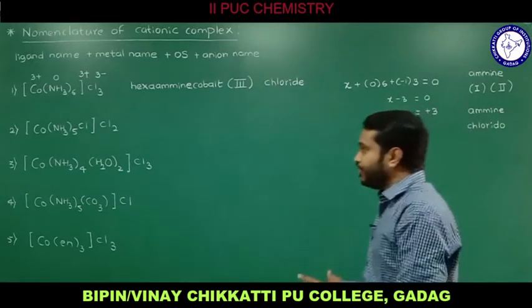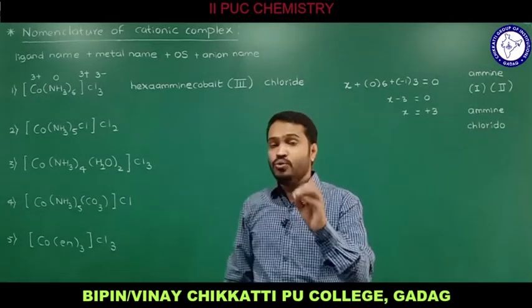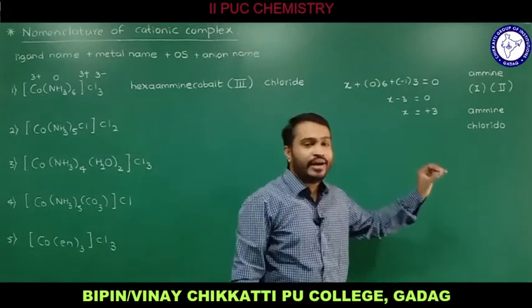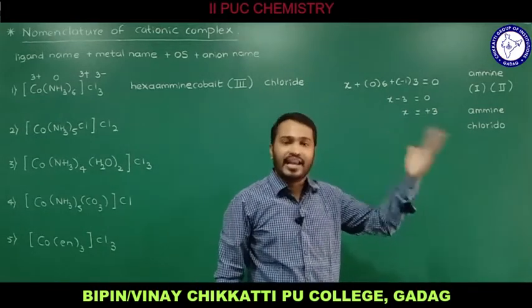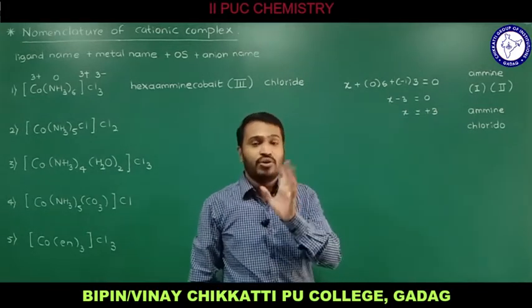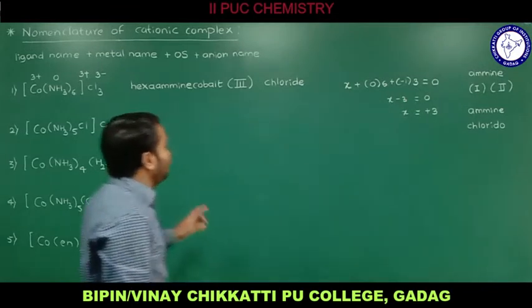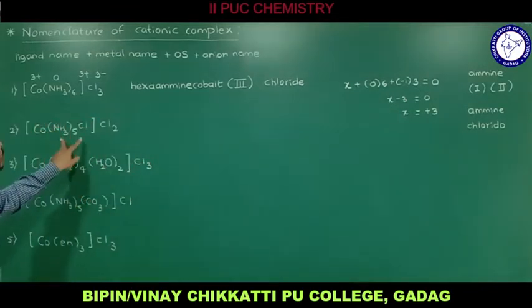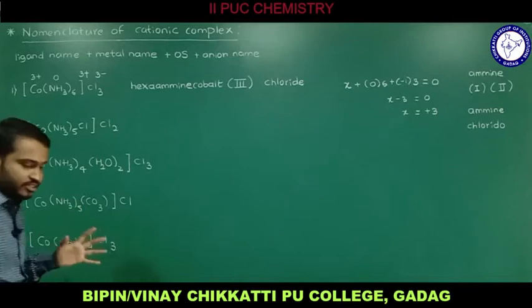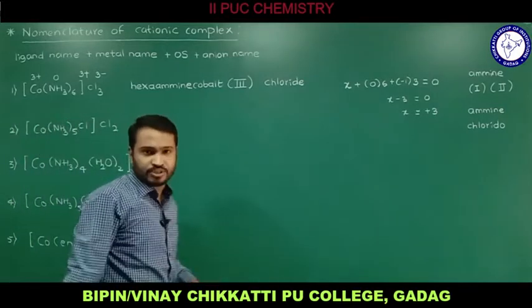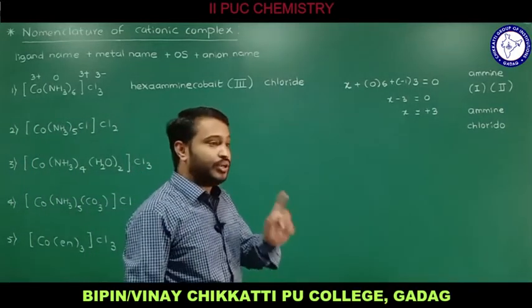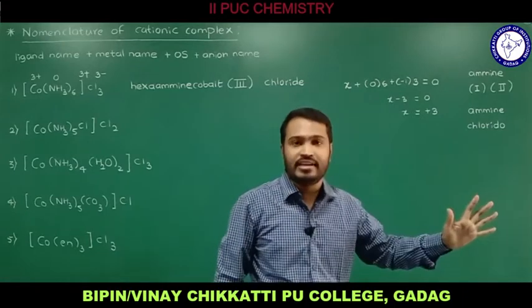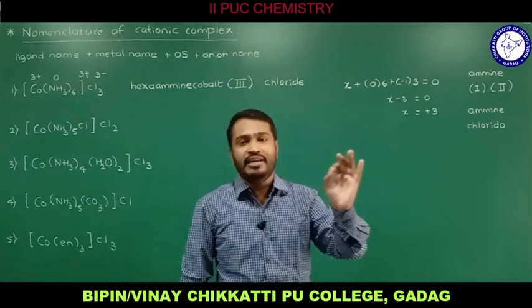Amine and chlorido. Amine is a neutral molecule, whereas chlorido, Cl minus, is an anion. Both are monodentate ligands only. So if you have more than one ligand, the question arises, which one has to be written first? In this case, you have to write the names of the ligands in alphabetical order.